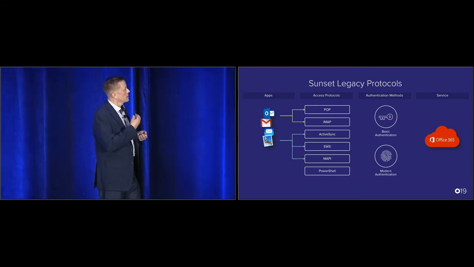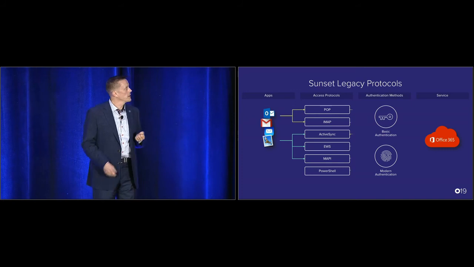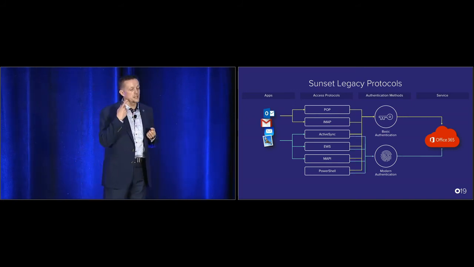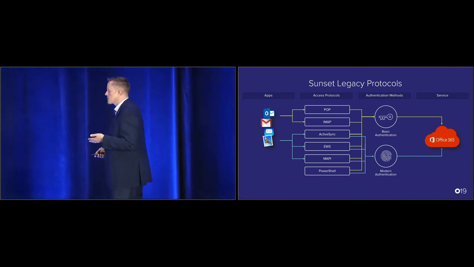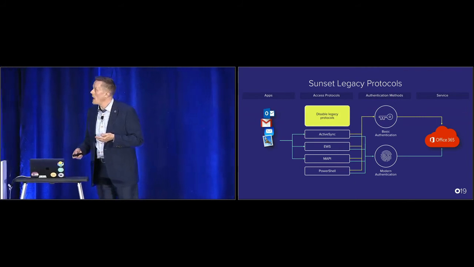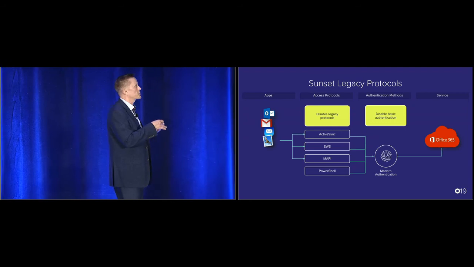And that way, the authentication events you should only allow through ActiveSync and EWS and MAPI. This gives you a position then where you can start disabling protocols. So in Office 365, you can actually disable those two protocols. And once you disable those protocols, you can then also disable the basic authentication path.